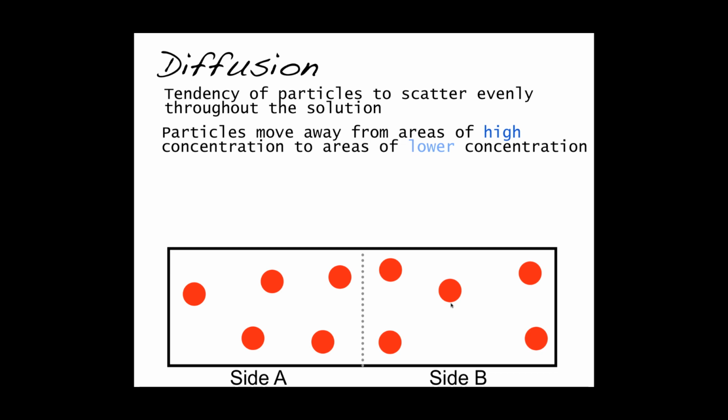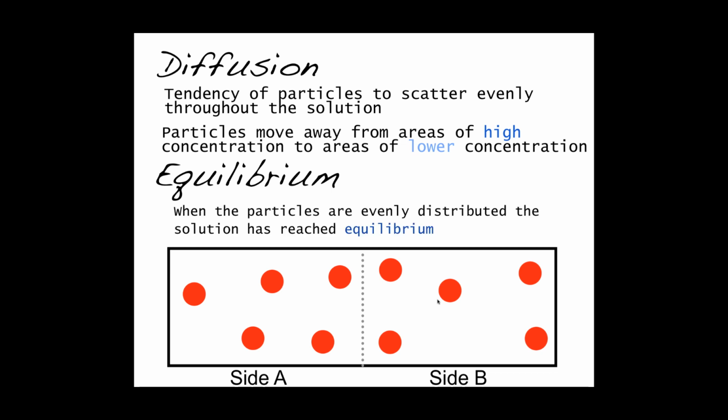Now, I can't show you that the molecules are going to continue moving, so this one will continue to move this way, this one will move this way. Particles or molecules are always moving, okay? But what happens is they generally always reach equilibrium. Equilibrium is when particles are evenly distributed throughout the solution.